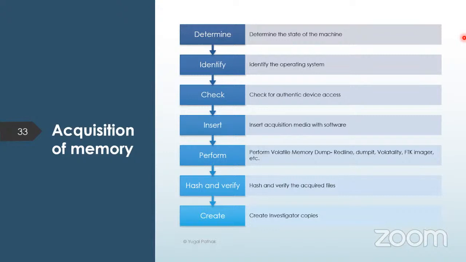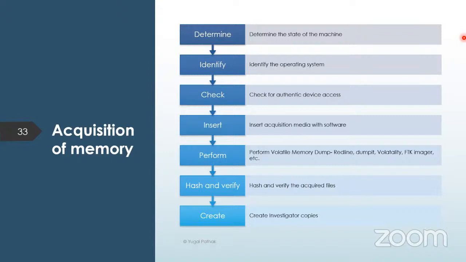Then insert the acquisition media with the software you have. We do not have to install any software on the machine. Whenever you're analyzing a system, or taking the dump or image of a system, you do not have to run any kind of software on the system itself. You have to make a bootable pen drive with some kind of imaging system and run it live in memory, so that no fingerprints of running any process or program are left on the system whenever you're doing the forensic analysis.